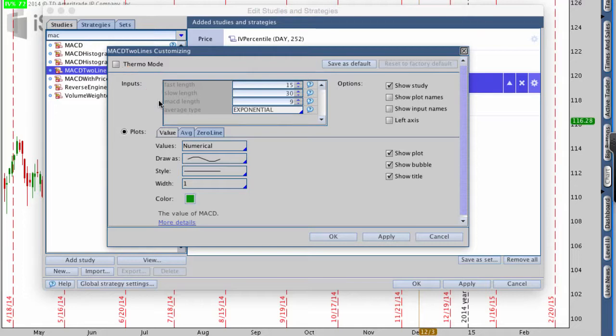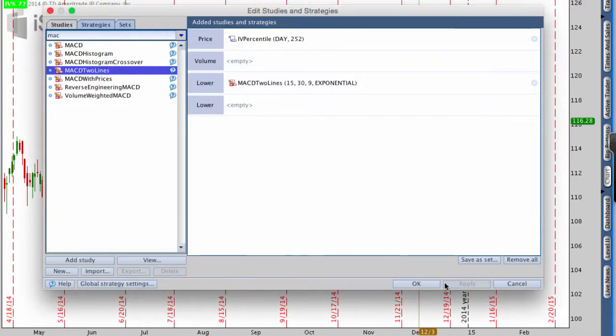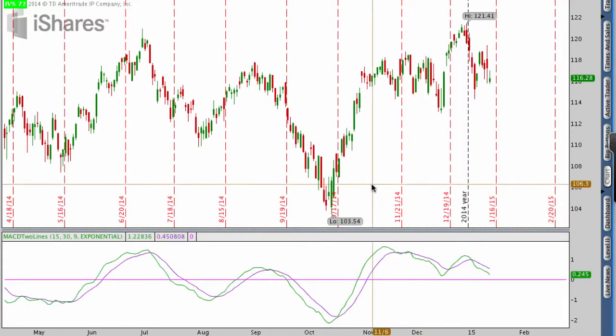And so once we actually put those on our charts, all I do is hit apply and go here and hit apply. And you can see that now MACD is on the bottom side of our screen.